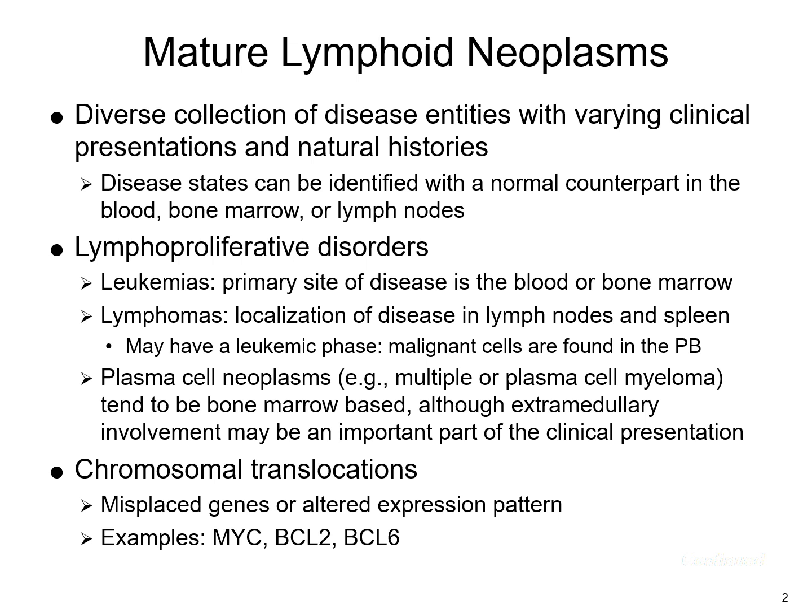One thing to note about your lymphomas is they may go through a leukemic phase in which those malignant cells will be seen and present within the peripheral blood. Your plasma cell neoplasms will tend to have a bone marrow basis to them, but extramedullary involvement may be an important part of the clinical presentation of your plasma cell neoplasm. That's when you have involvement outside of the bone marrow.